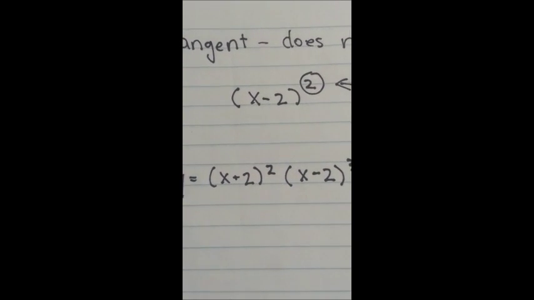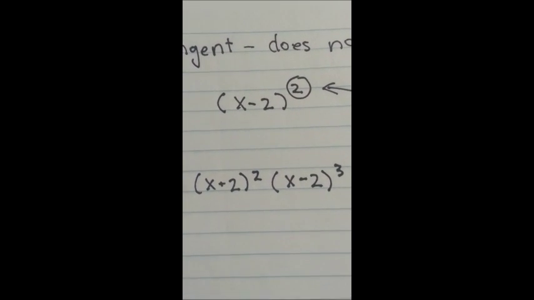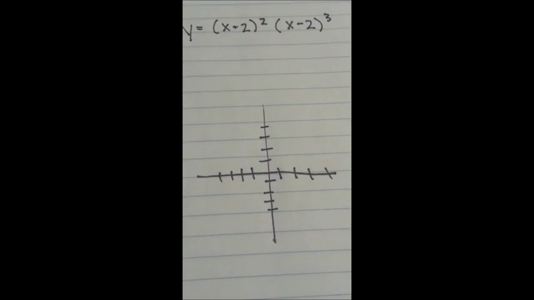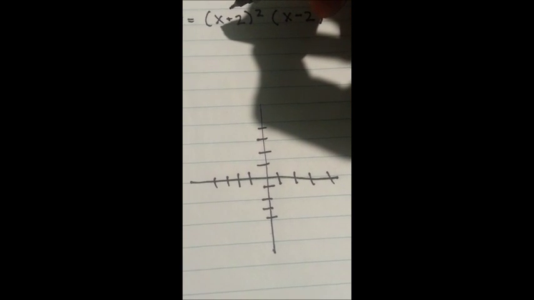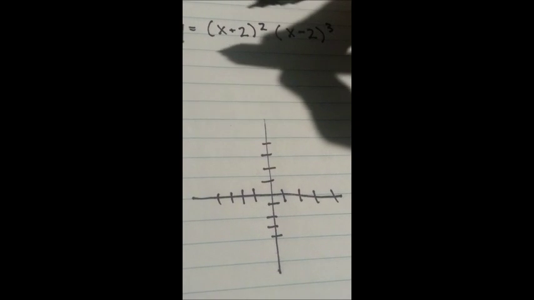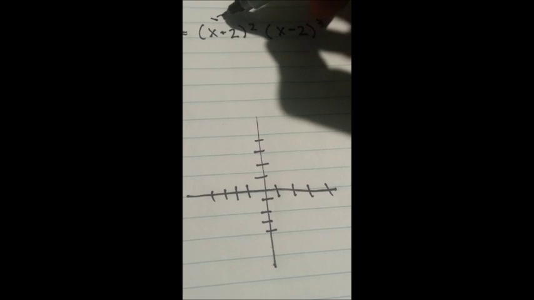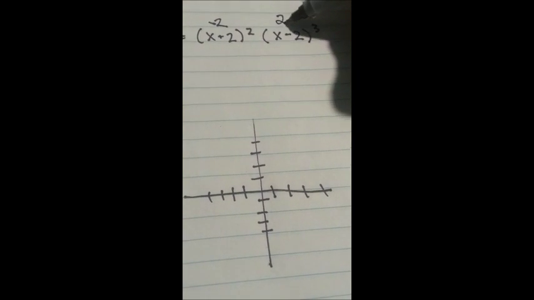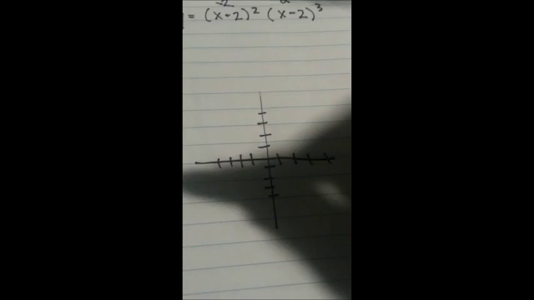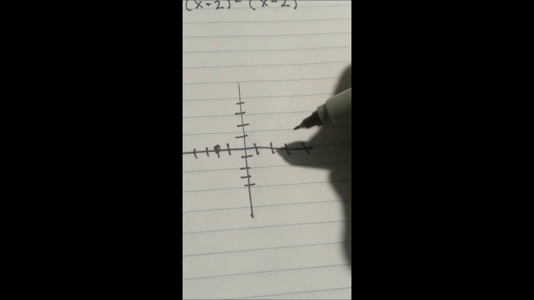In this equation, we want to graph y equals x plus 2 squared, x minus 2 to the third. First, we want to find our x-intercepts of these two factors by setting them equal to 0. So in this case, this would be a negative 2, and this would be a positive 2. So let's graph that. Negative 2 and positive 2.